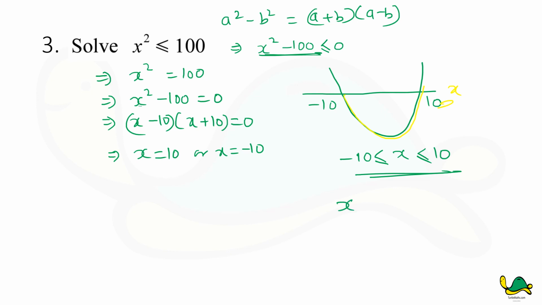I can also write it as x is an element of, I want to include negative 10 to positive 10, and I want to include the endpoint, so I will make the big bracket.